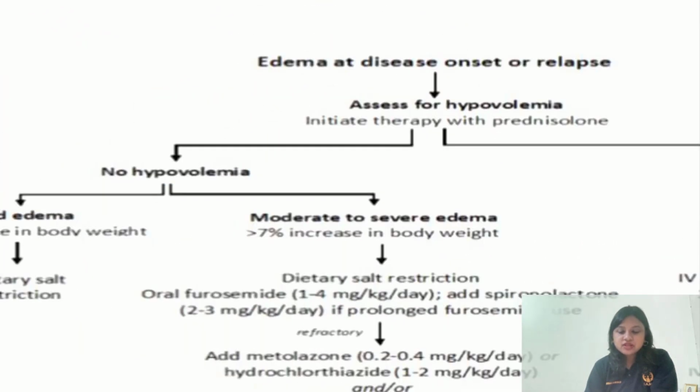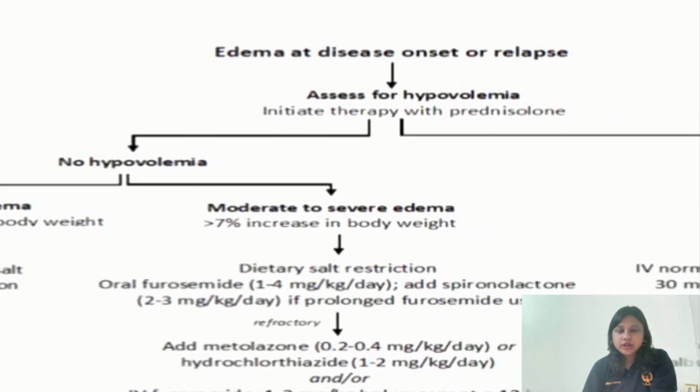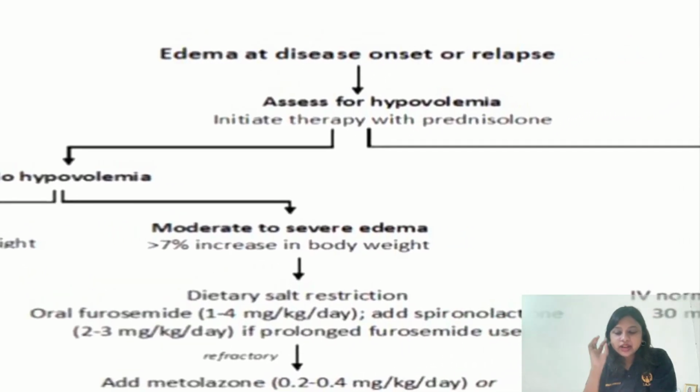So in nephrotic syndrome we have edema, right? So edema at disease onset or relapse. Whenever you're getting an edema, what is the next step you need to do? Suppose a child presents with oliguria, edema, nephrotic range proteinuria, you have diagnosed nephrotic syndrome, and you have started steroids for the patient. Next, you're assessing the volume status of the patient.